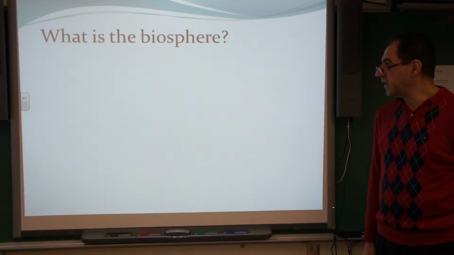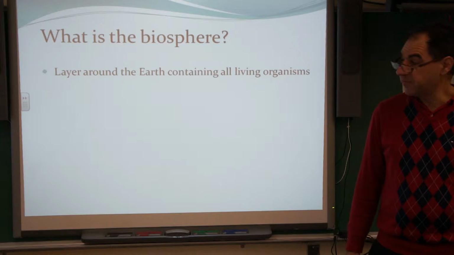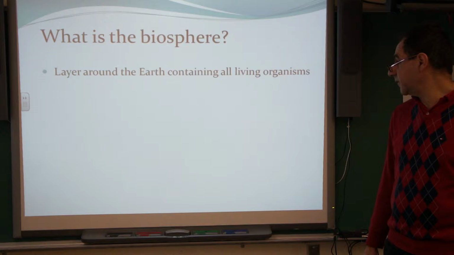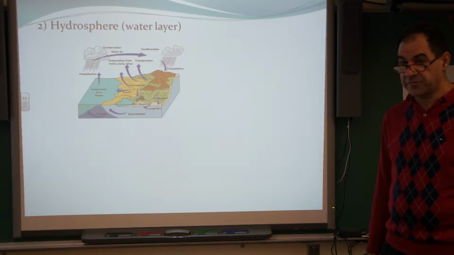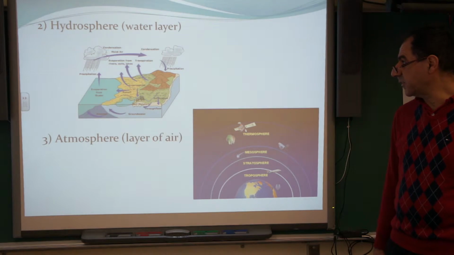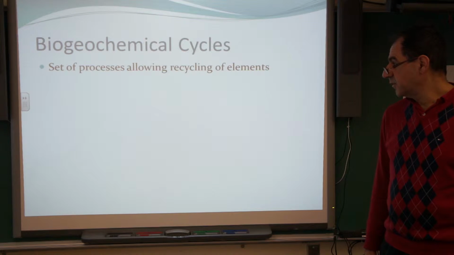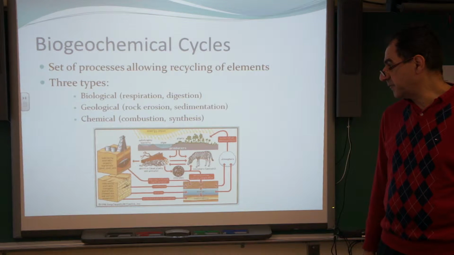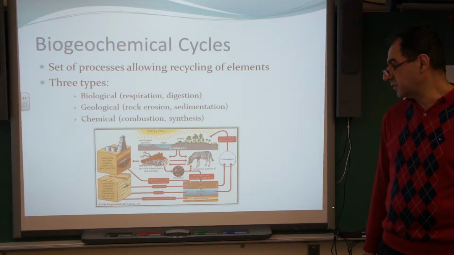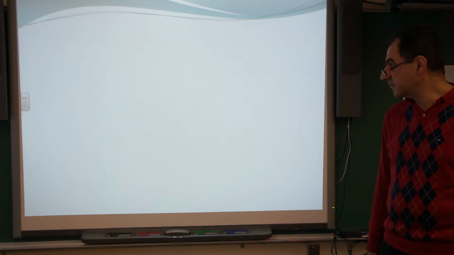Our next presentation is on the biosphere and carbon and nitrogen cycles. The biosphere is a layer around the Earth containing all living organisms, which includes the lithosphere, the hydrosphere, and the atmosphere. We're going to look now at biogeochemical cycles, which are a set of processes allowing recycling of elements. There are three types: biological, which is respiration and digestion; geological, rock erosion and sedimentation; and chemical, combustion and synthesis.